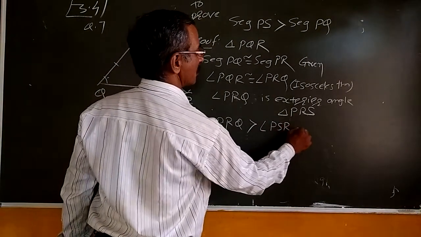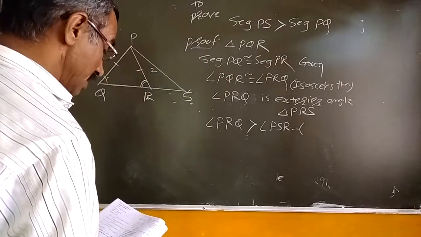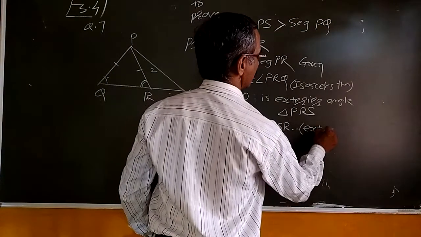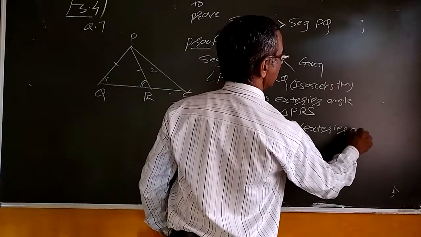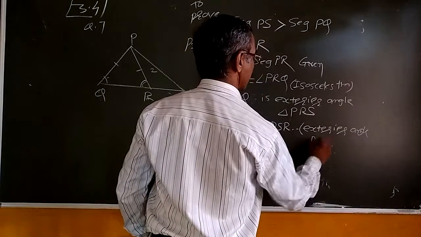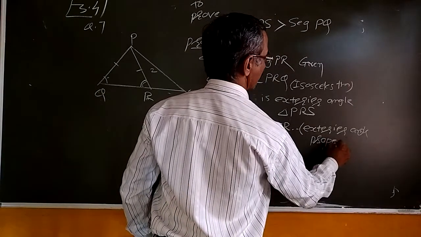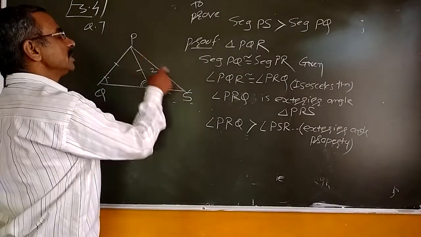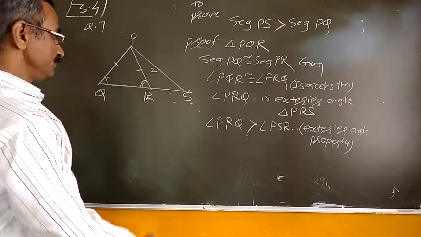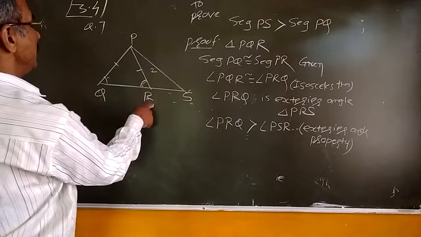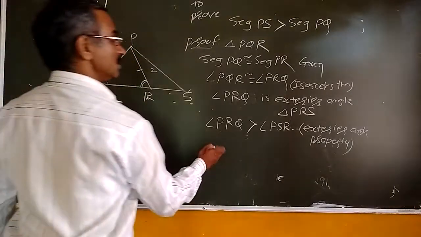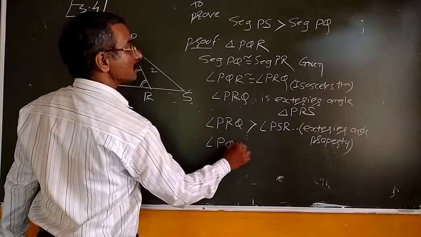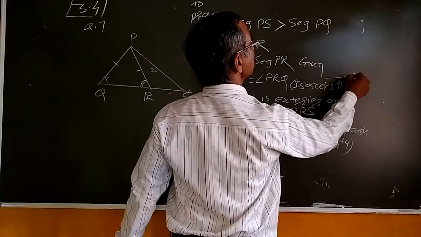What property do we use here? The exterior angle property. The exterior angle is always greater than the remote interior angle. So, angle PRQ is equal to angle PQR by the earlier equation.